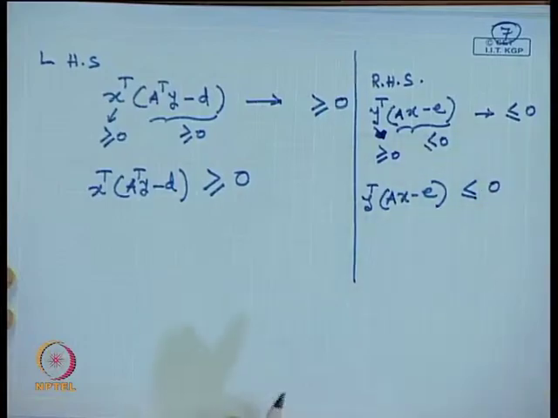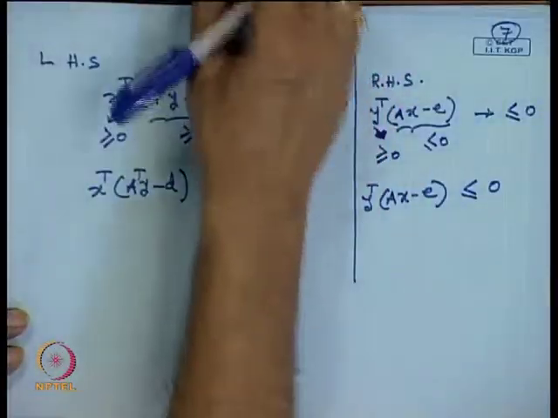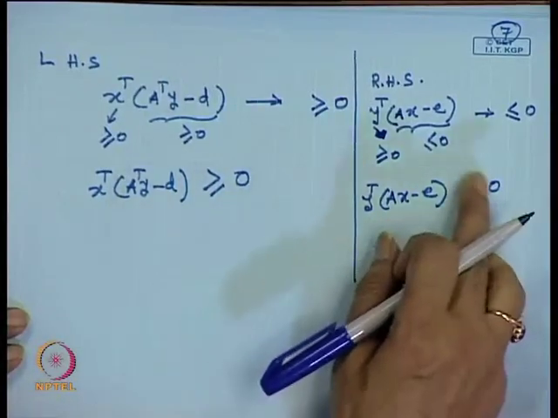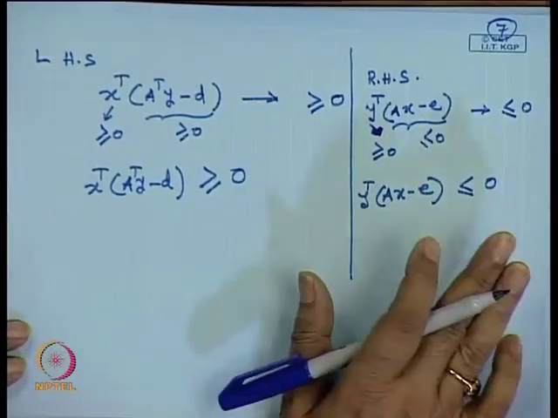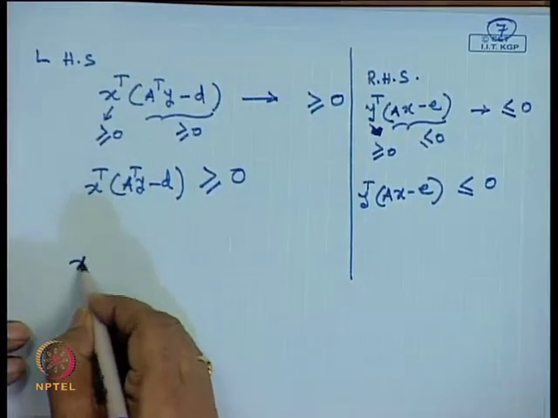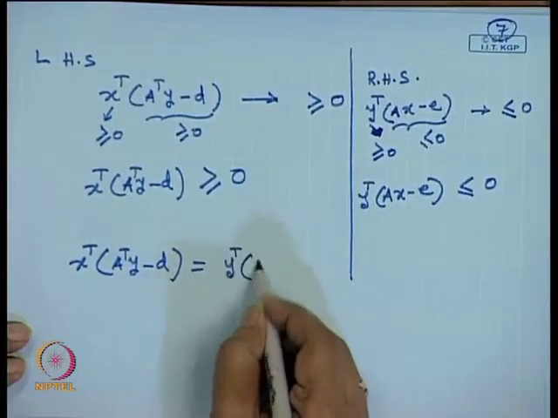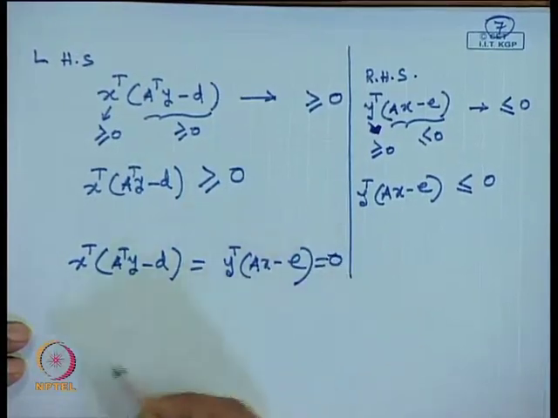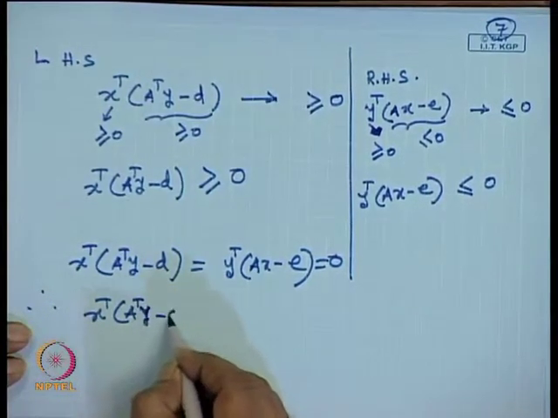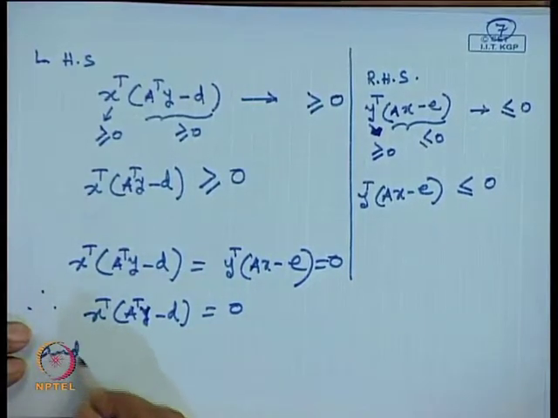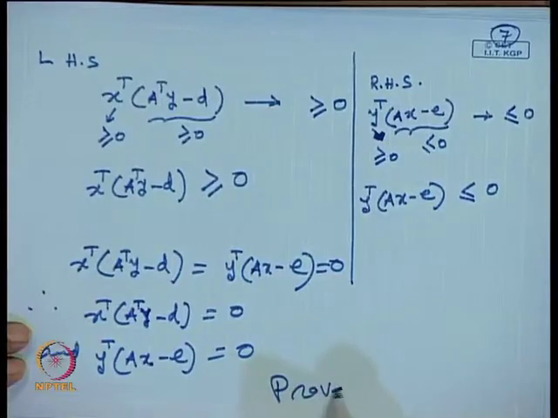Just now we have seen these two are equal, and in one case it is telling us this is greater than or equal to 0, in the other case less than or equal to 0, but both are equal in value. So this cannot be true, and it is true only if X transpose (A transpose Y minus D) equals Y transpose (A X minus E) equals 0. In other words, X transpose (A transpose Y minus D) is equal to 0 and Y transpose (A X minus E) is equal to 0. So this proves the theorem.